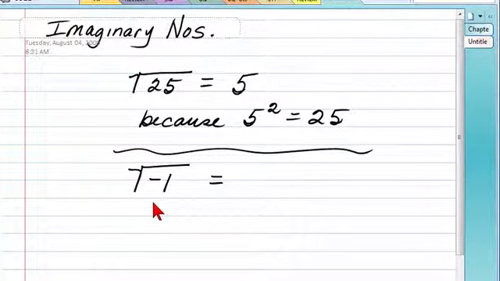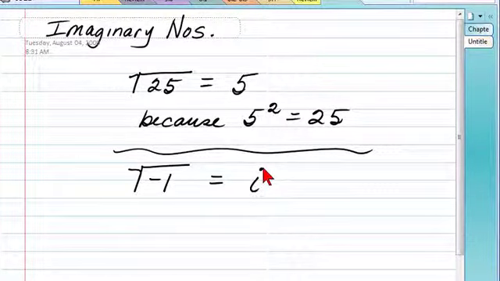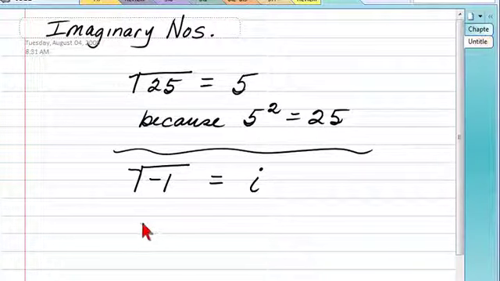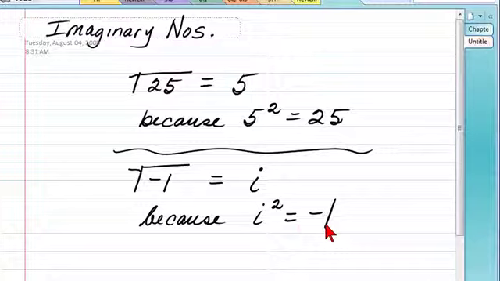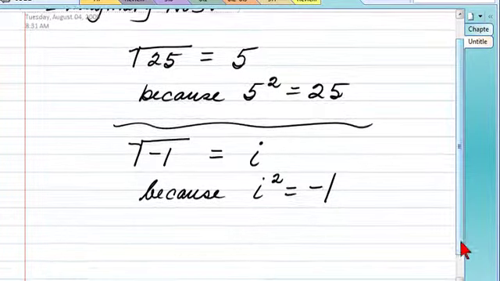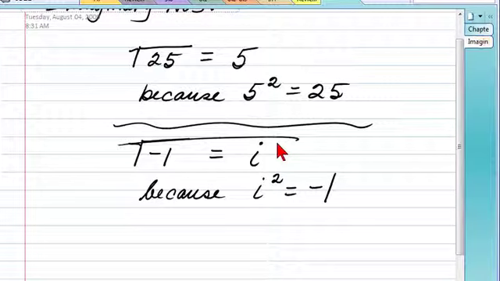Well, they needed a number. There weren't any more digits to use. So what they did was they used a letter. They used the letter i. And I try to always make it a lowercase i, and when I write it, I try to give it a little tail so it looks a little italicized. The square root of negative 1 is defined to be i. And we'll go on and say, because i squared equals negative 1. Now you're going to want to remember this fact, or these facts.